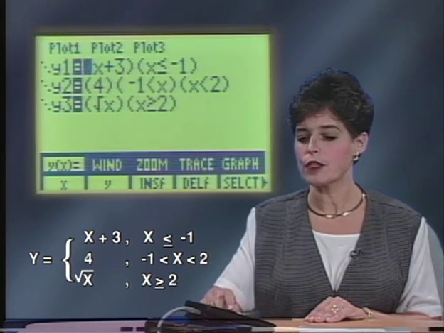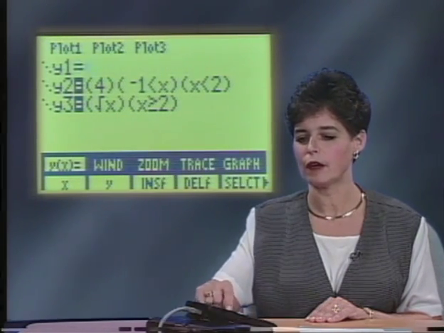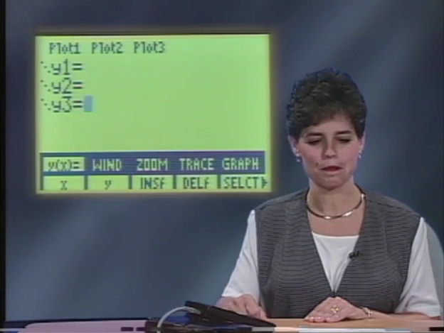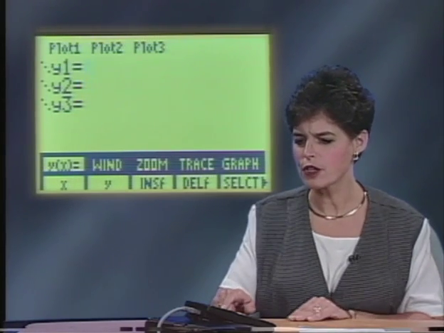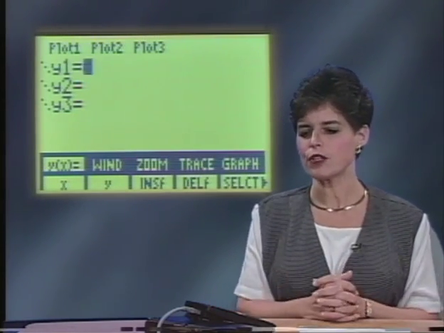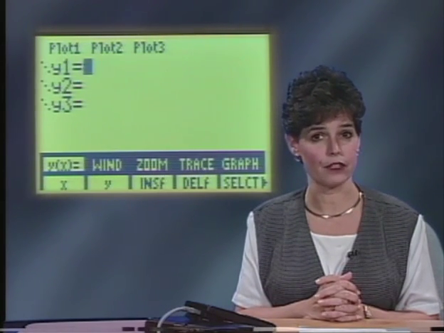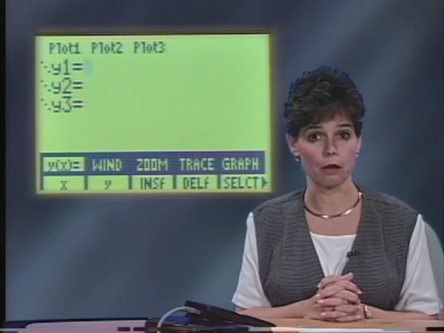Okay, let's clear out this piecewise function in its 3 different pieces by going clear, down, and clear until all of them are gone. We're going to enter 2 new functions at this time, but I notice that to the left of Y1, Y2, and Y3 I have dots. That's because I went into format a moment ago and chose dot mode.